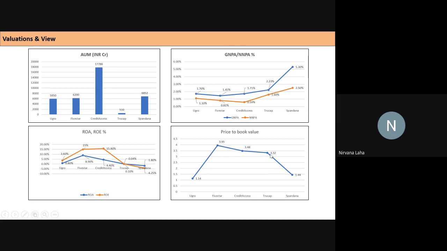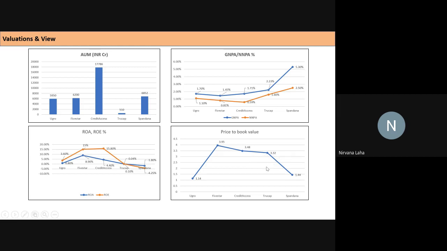TrueCap, I don't know why this company is valued so richly. Its ratios are very poor. Pranav has covered this company, maybe he has some insights. And my ROE and ROA figures actually don't agree with his, which he has put on Notion. So maybe tomorrow, Pranav, when you're presenting, you can just touch on this.